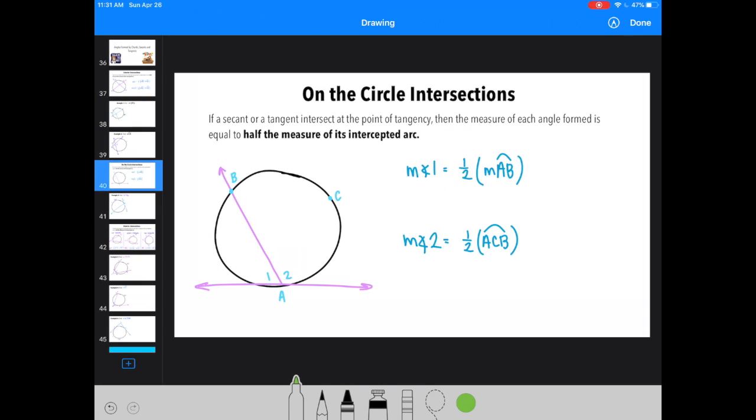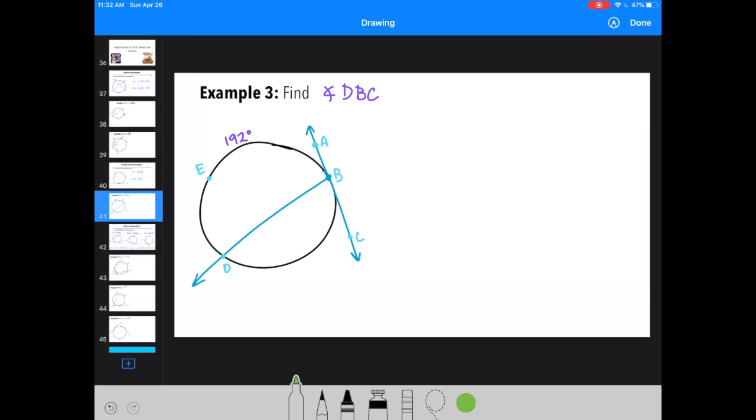For the next case, if we have a secant or a tangent that intersect at the point of tangency, then the measure of each angle formed is equal to half the measure of its intercepted arc. For example, angle 1 is going to be equal to 1/2 of arc AB. Angle 2 is going to be equal to 1/2 of arc ACB. You just take that arc measure and divide by 2, or multiply by 1/2. So this one's not too shabby.